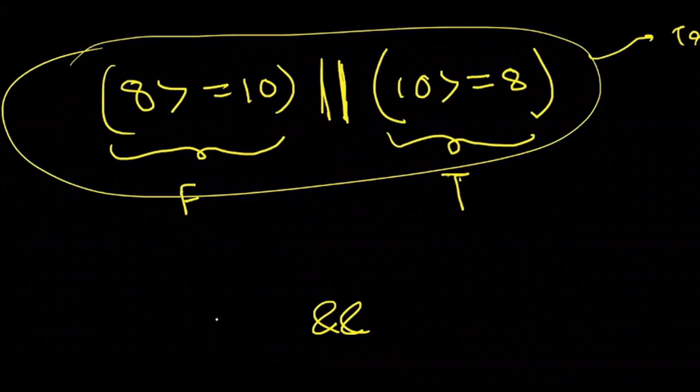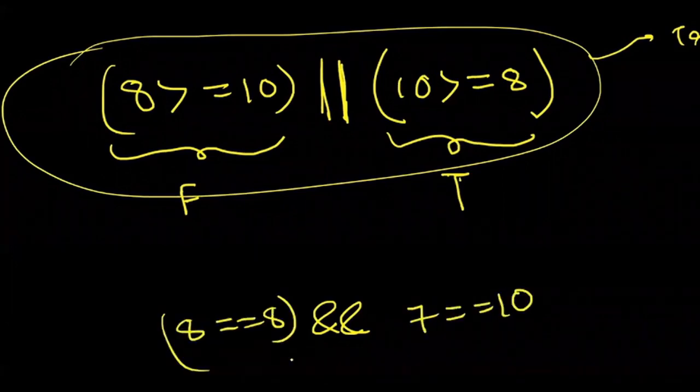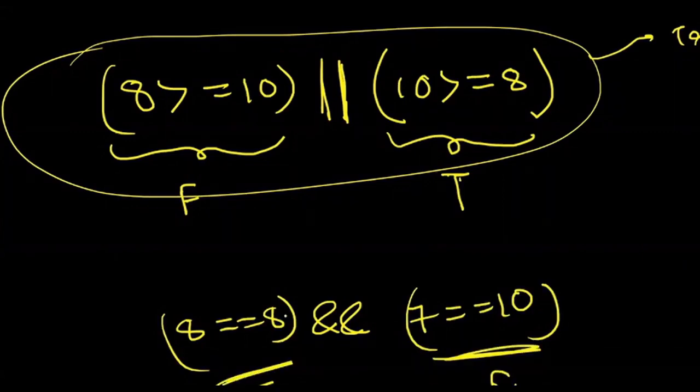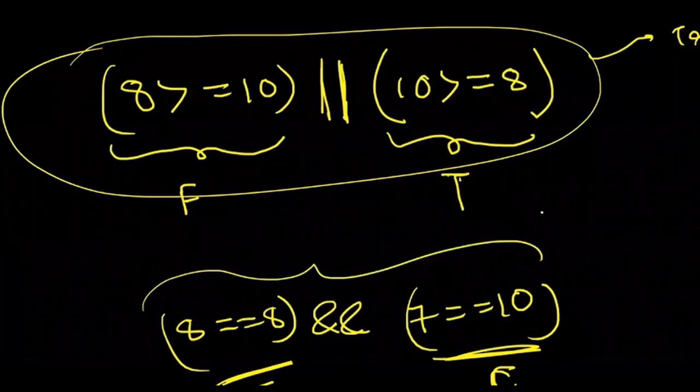So let's take an example. 8 equal to 8 and, let's say, 7 equal to 10. You see, there are two expressions. This evaluates to true, this evaluates to false. So basically I am doing true AND false. True AND false evaluates to false only. Because what does logical AND say? All the expressions should be true in order for the output to be true. Even if one of the expressions evaluates to false, the logical AND output will be false. So the output of this entire expression is false.